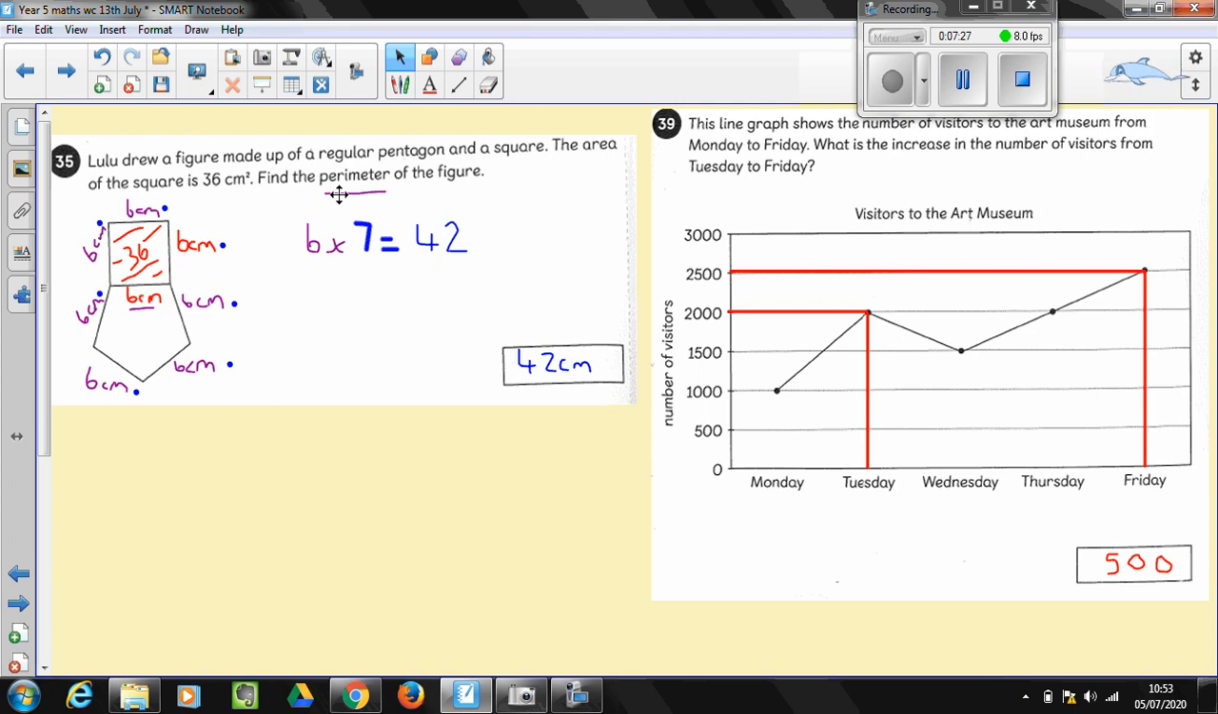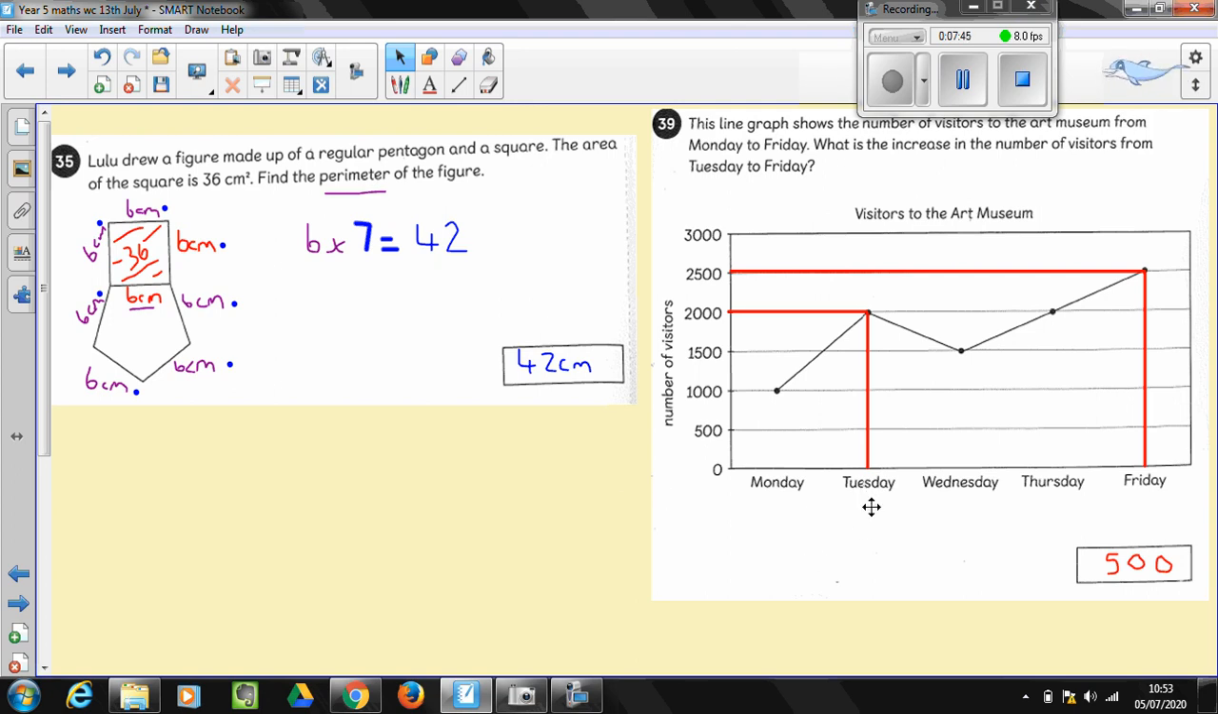Then I had to work out the perimeter. So that was 6, add 6, add 6, add 6, add 6, add 6, add 6. I didn't add this one because it's not part of the outside of the shape. So that was 6 lots of 7, which was 42 centimetres.